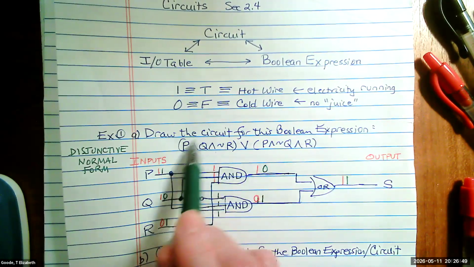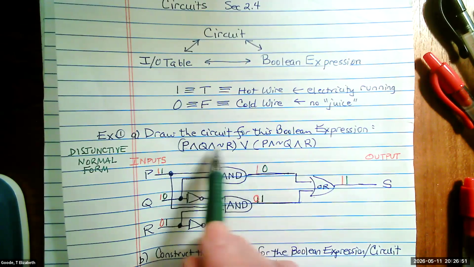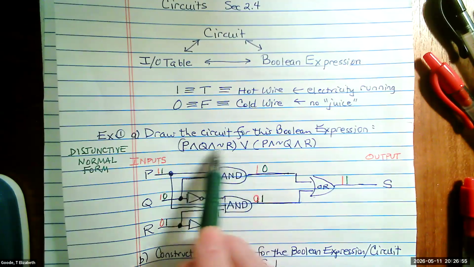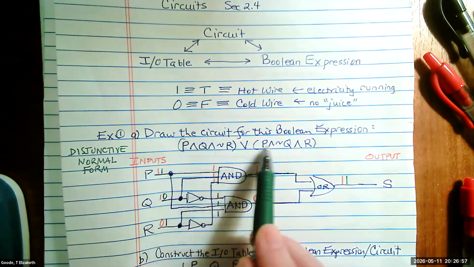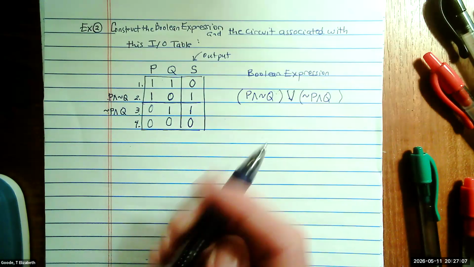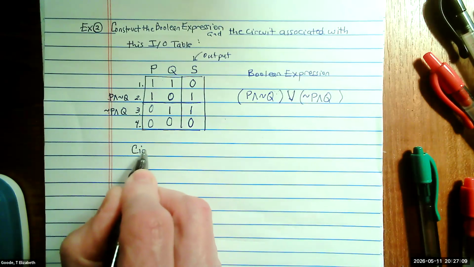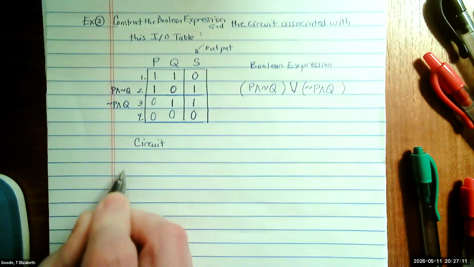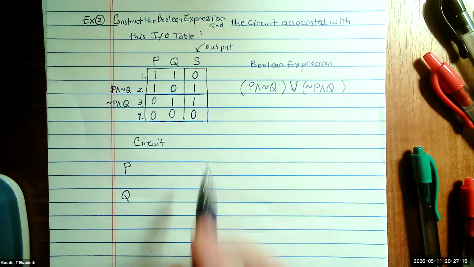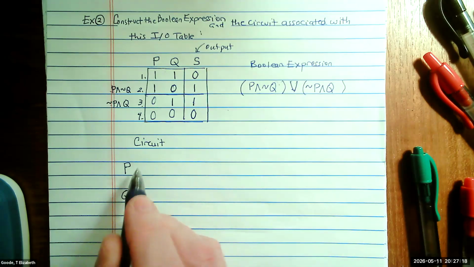And when those parenthetic expressions are connected with an or, it means if this is the input or if this is the input, we want hot output. Gotcha. Okay. So for the circuit, we only have two input variables. So we only need a P and a Q, because we only have two input wires.